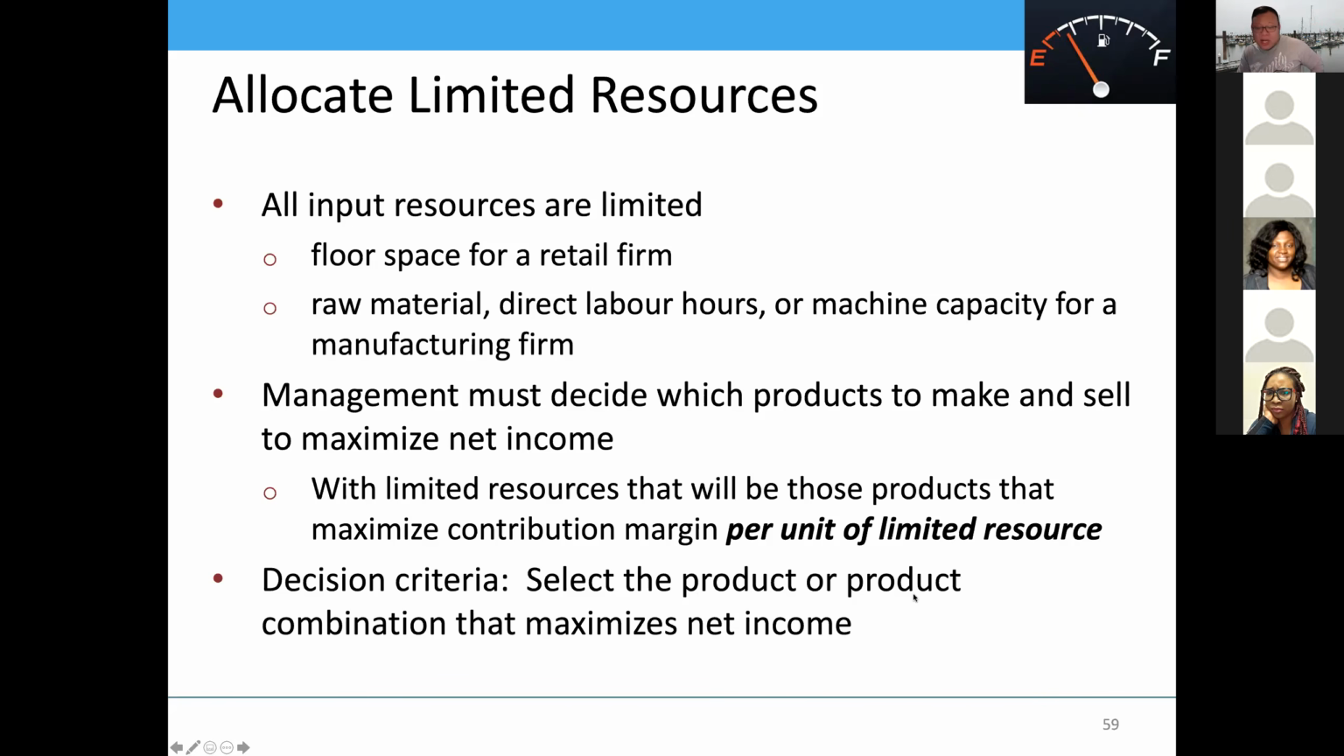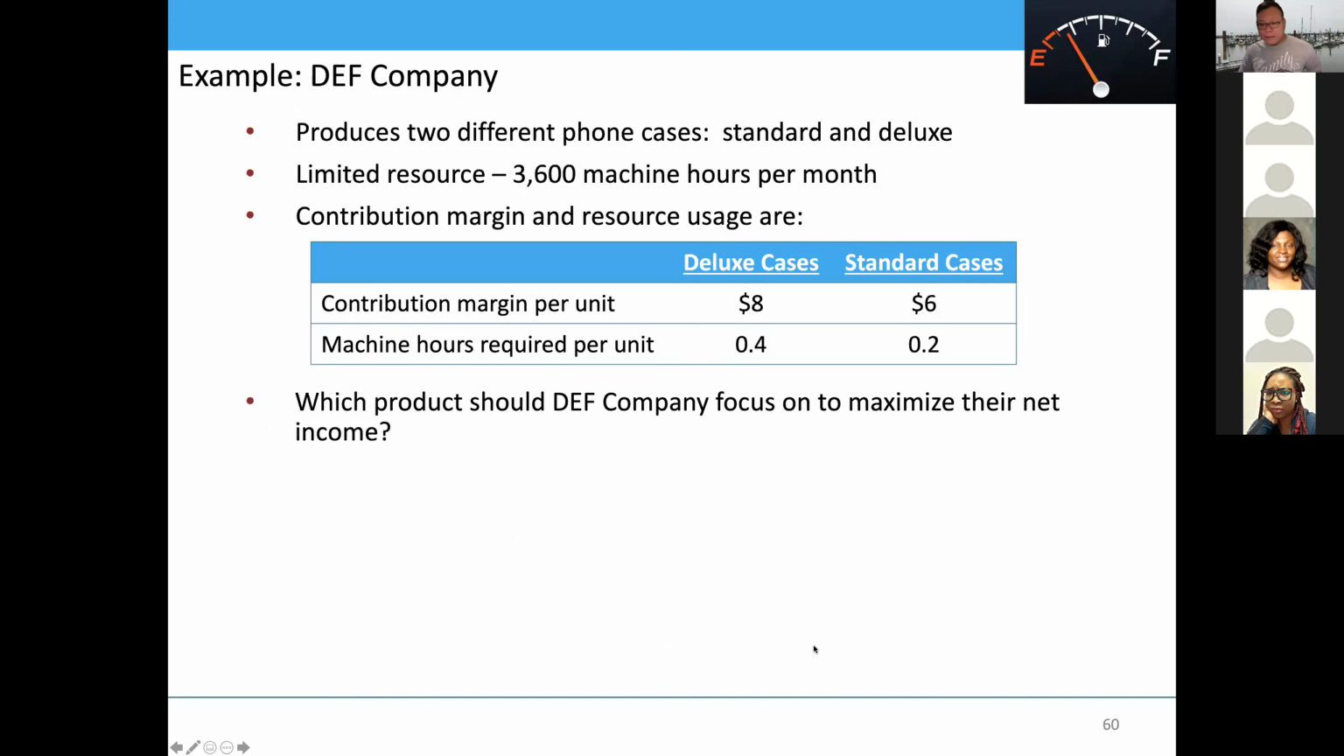So you select the product or the product combination that maximizes the net income. One example: I know the limited resource is the machine hours. Every month you can only run your machine for so long. Suppose it's 3,800 hours, and you can potentially make 2 items, the phone case either standard or deluxe. The contribution margin is $8 for number 1 and $6 for number 2. For each unit, you need a different amount of machine hours: 0.4 machine hours for number 1 and 0.2 for number 2.